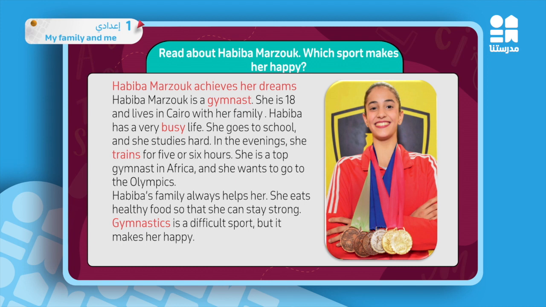Let's know about her. Habiba Marzouk achieves her dreams. Habiba Marzouk is a gymnast. She is 18 and lives in Cairo with her family. Habiba has a very busy life. She goes to school and she studies hard. In the evenings, she trains for 5 or 6 hours. She is a top gymnast in Africa. And she wants to go to the Olympics. Habiba's family always help her. She eats healthy food so that she can stay strong. Gymnastics is a difficult sport, but it makes her happy.